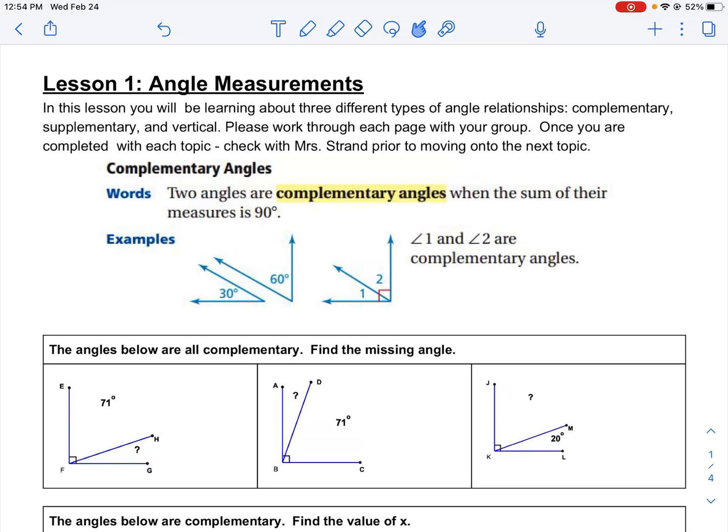All right, welcome to our next chapter. We are completely switching gears into geometry, and this is lesson 1 about angle measurements.